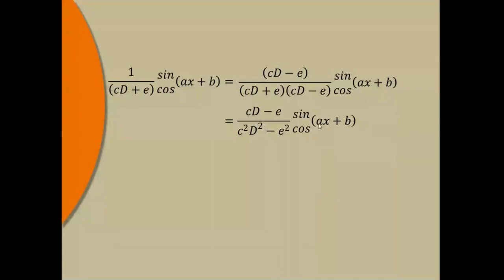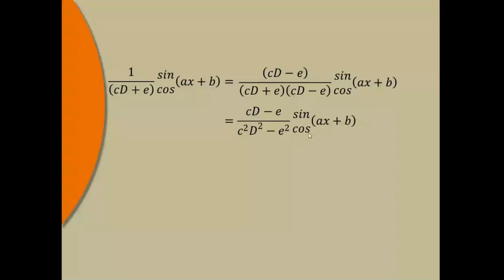And now what to do with this numerator term? After replacing d square by minus a square, this becomes a constant term, no problem with it. But what to do with this term? Just multiply this term by sine, or whichever sine or cos term is there. If you are writing sine, then it becomes c into d into sine, plus e into sine. And we know that d is nothing but a derivative. So we just have to find the corresponding derivative of the sine or cos term.